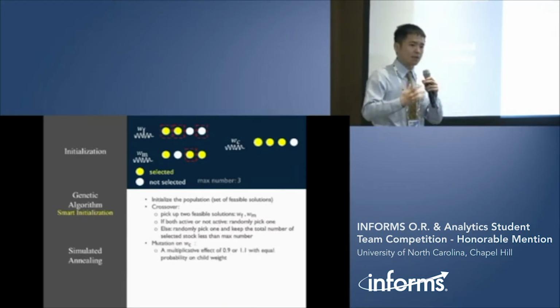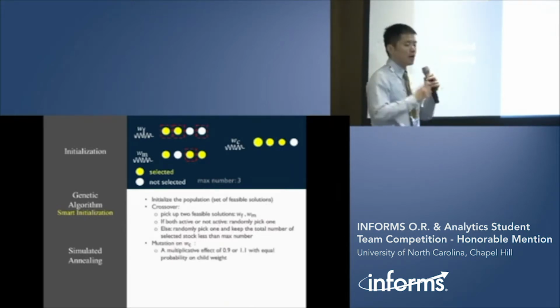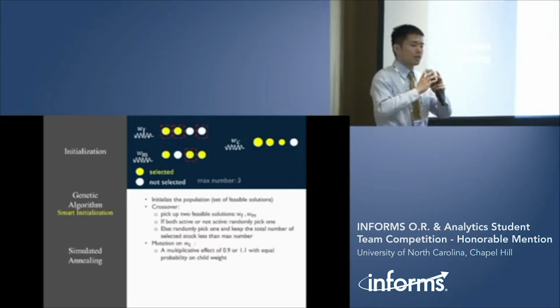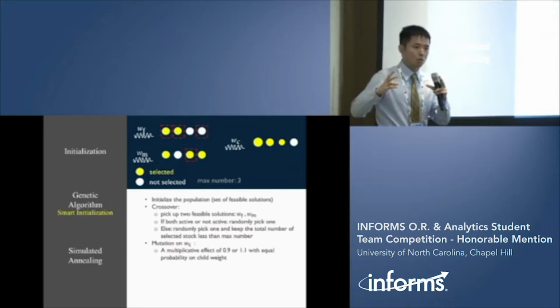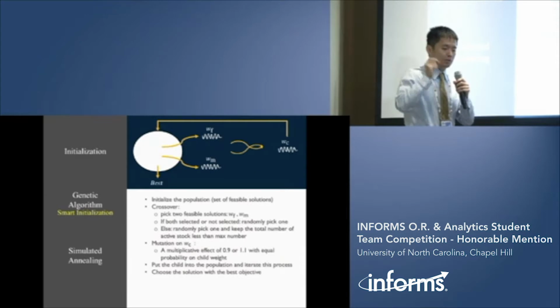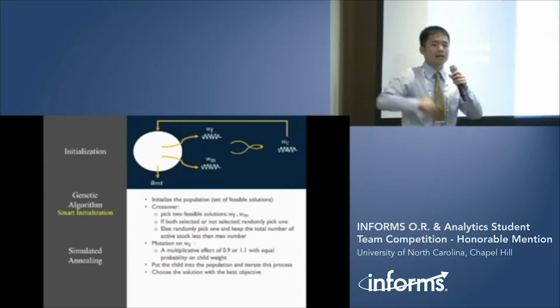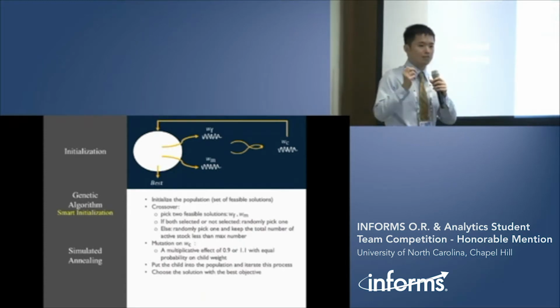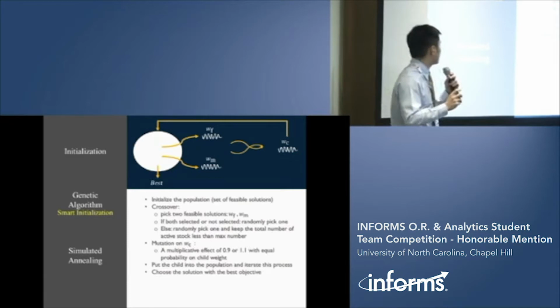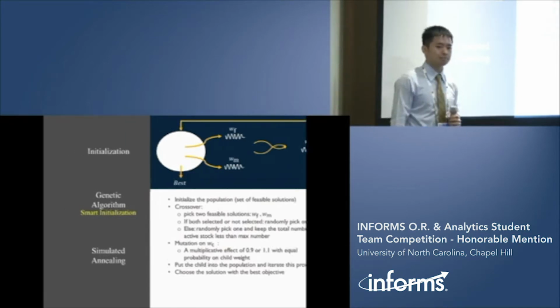The next step is to apply the mutation operation on the child portfolio, which is just multiplying it by a number, either enlarge the weight or shrink the weight. So after it is done, we put this child portfolio into the population, and we iterate this process. And finally, we choose the solution which has the best objective from the population. And we use this as the smart initialization to the simulated annealing.